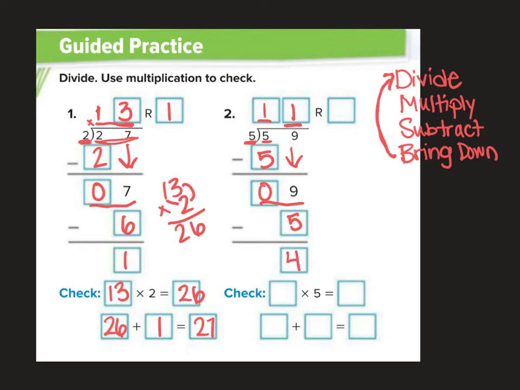Is there anything else to bring down? No. And 4 is less than 5, so we're good to go. Our remainder is 4. Okay, now we need to check. 11 times 5 is 55. Then I need to take my 55 plus 4, and hopefully I get to 59. Yes, I do. 59, check.